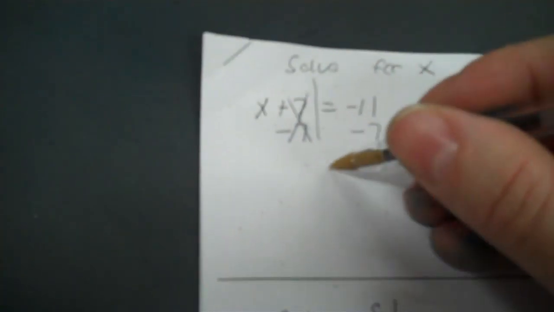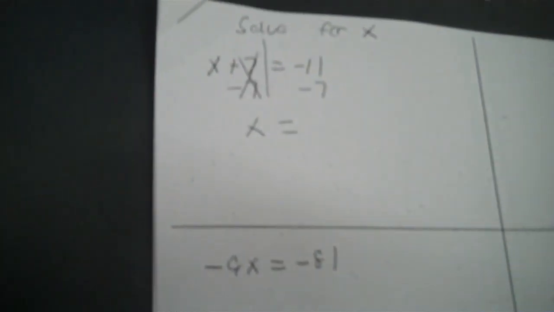And then 7 minus 7 is 0. So line up your equals, you have x, and that's negative 11 minus 7. So make sure you get the negative into the calculator. Minus 7, that's negative 18. Okay, that's your solution. Okay, now the next one again.